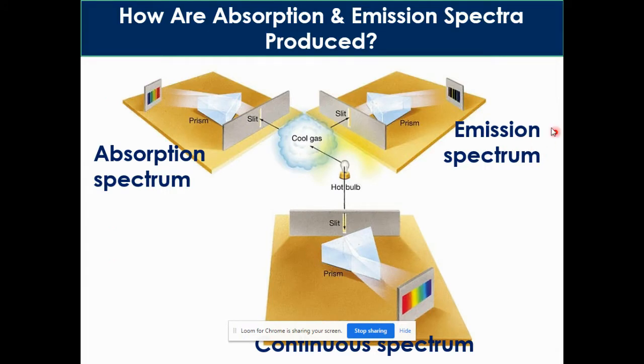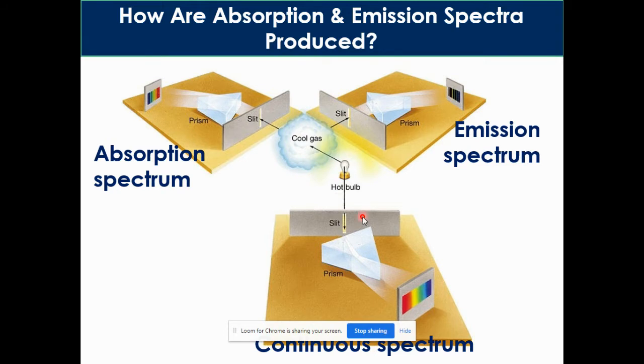A little bit more information about how they're produced. So you can see in this diagram here, we have a bulb in the center. So this bulb is going to be giving off white light. And we can tell that because if we look at the bottom here, if we split that light up through a prism, you can see it gives off all the colours of the rainbow. So we know it's the full white light.